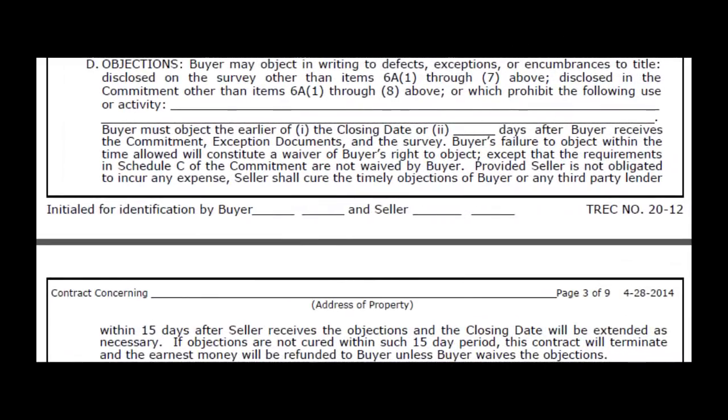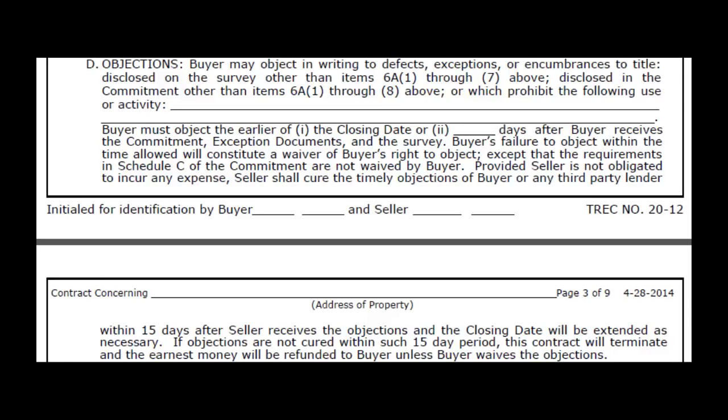Section D, objections. If the title commitment reveals that there's a problem with the title, some kind of defect or encumbrance to the title, then you can object to it here. You can also object to certain activities that you find out are prohibited. Or let's say you just want to ensure that a certain activity is allowed at the property, then you would put that activity here so that if it is not allowed, you have a way of voicing your objection to that.